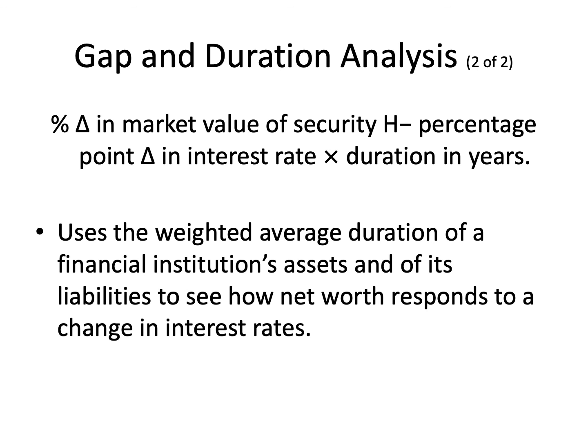Duration analysis: the percentage change in market value of a security is equal to minus the percentage point change in the interest rate multiplied by the duration in years. It uses the weighted average duration of a financial institution's assets and of its liabilities to see how net worth responds to a change in interest rates. So this can actually be calculated in a bank to test what might happen.